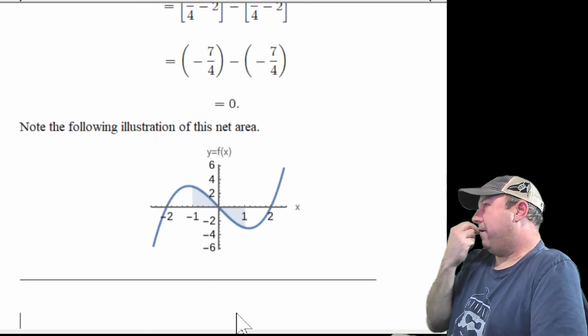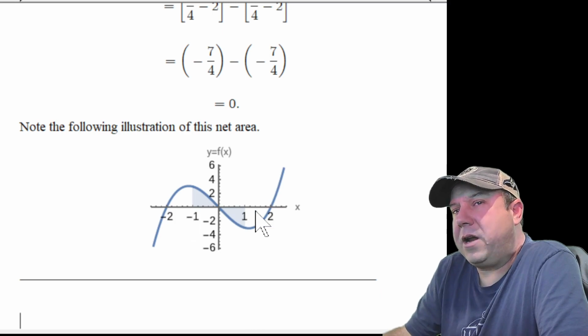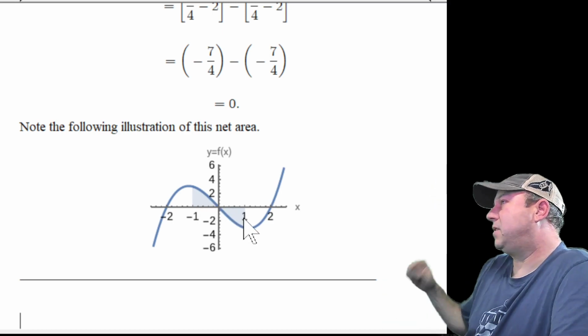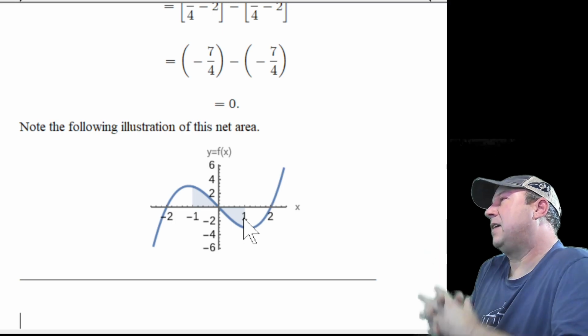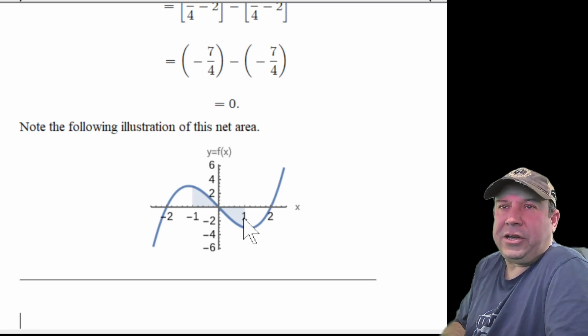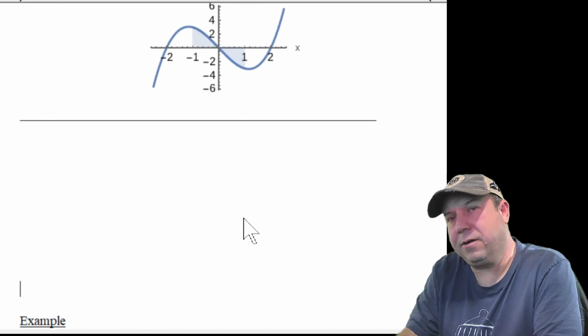And notice the graph. Here's our function, and we are integrating from -1 to 1, where you can see, because of the odd symmetry, these two regions are the same size but on opposite sides of the x-axis, so they cancel with each other in a net area calculation. All right, let's look at one more example here.